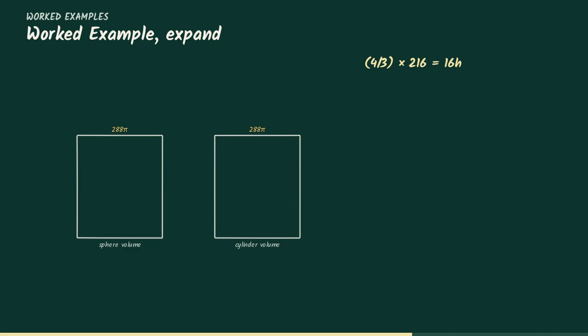Substitute the radii. 6 cubed is 216. 4/3 of 216 is 288. On the other side, 4 squared is 16 times h.